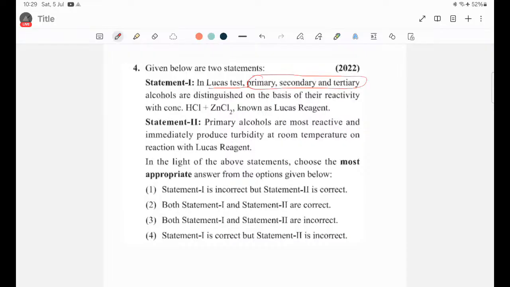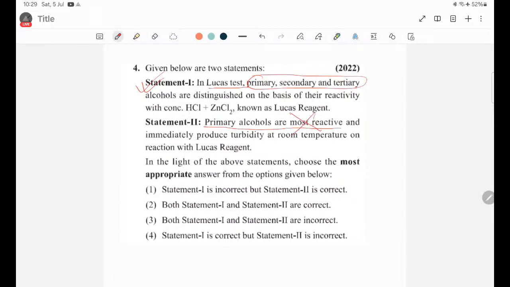So this is the first thing. The first statement is actually completely correct, because by Lucas test you can differentiate between primary, secondary and tertiary alcohols. Now coming to the second statement. In the second statement it is written that primary alcohols are most reactive, which is actually completely wrong.